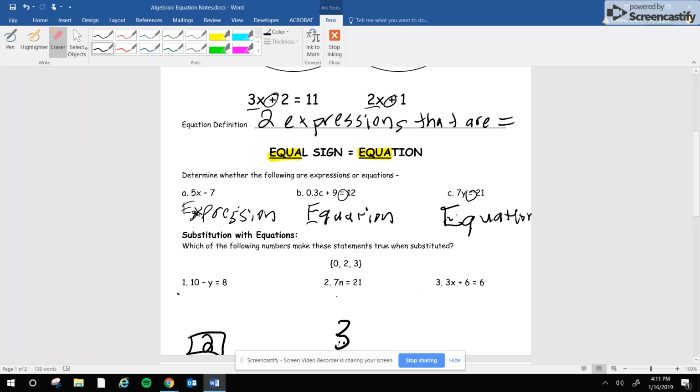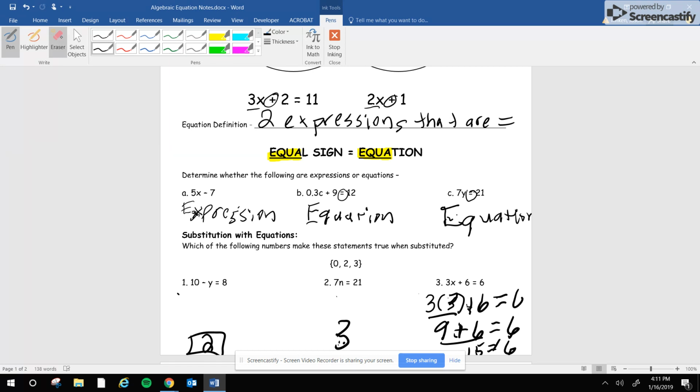So the last one, we're going to substitute 3 in. 3 times 3 plus 6 has to equal 6. 3 times 3 is 9. 9 plus 6 is 15, and 15 does not equal 6.